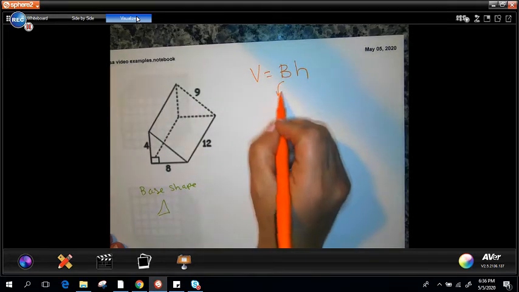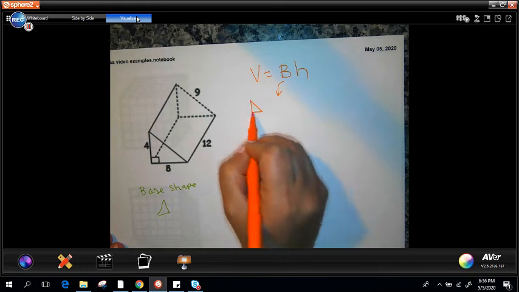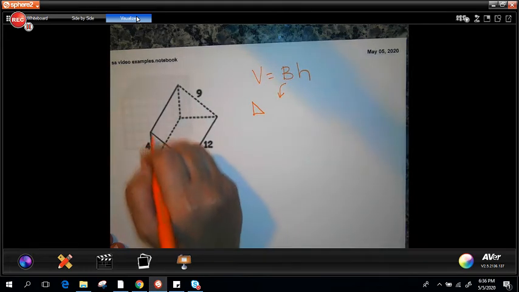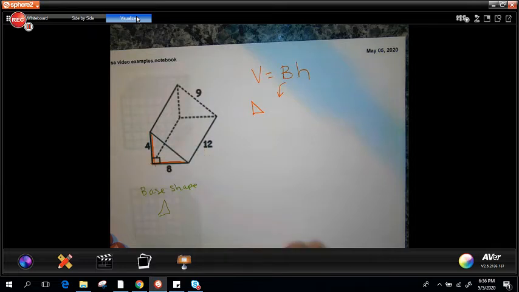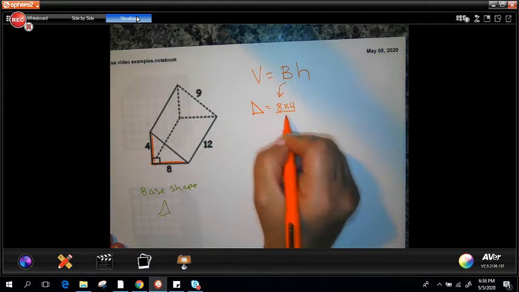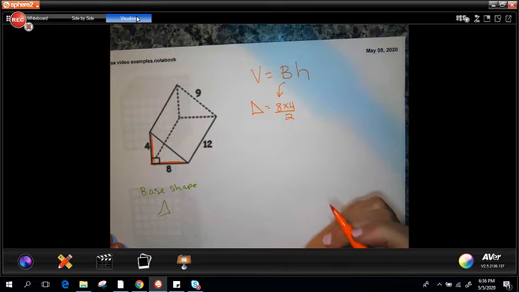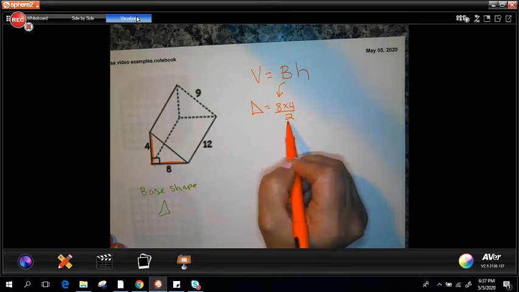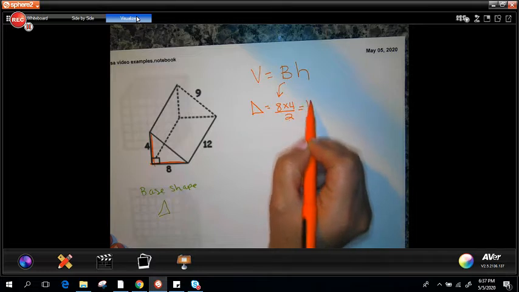So let's find that base area, this right triangle here. The right triangle is 8 by 4. Base times height divided by 2. Remember, the area of a triangle is base times height divided by 2. So 8 times 4 is 32, divided by 2 is 16.